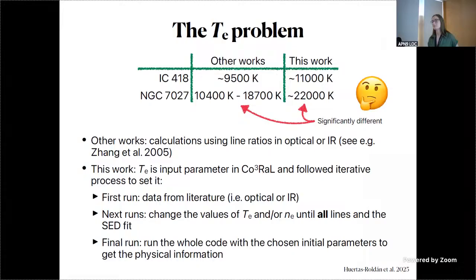Maybe the 18700 Kelvin temperature, do you remember which diagnostic was used for that temperature? These were ratios in the optical. But which ratio, do you remember? I don't remember. I remember the paper, but not the numbers.